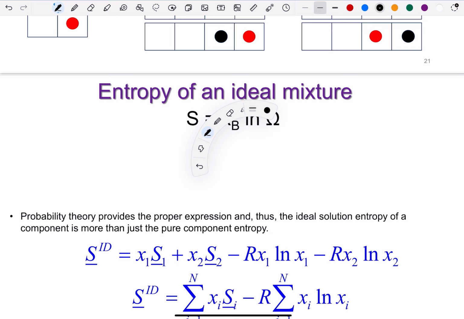So the flaw in my argument that I presented was that I was not calculating the omega in my mixture properly. I was just adding them up. Okay? So that was the issue.